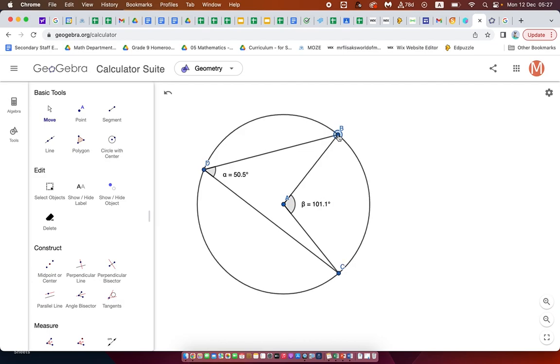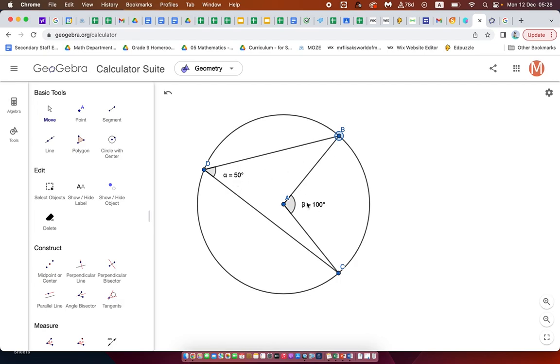Okay, what you should have found, for example, here, I made the angles two whole numbers. I see the inscribed angle is 50, and at the same time, the central angle is 100. So it looks to me like the inscribed angle is half of the central angle. Or, said in reverse, the central angle is double the inscribed angle.